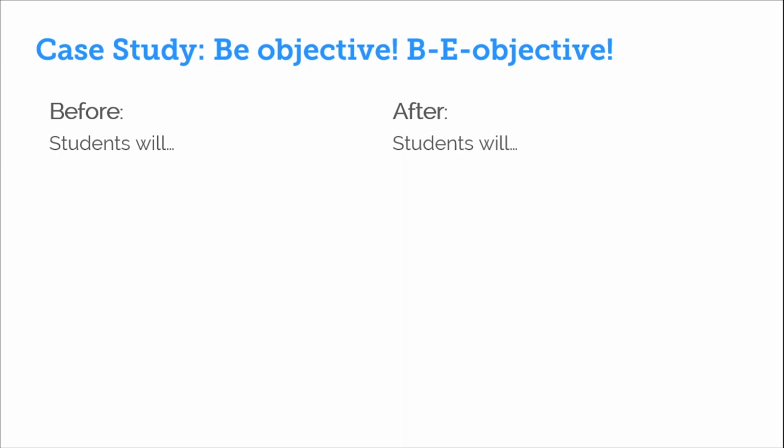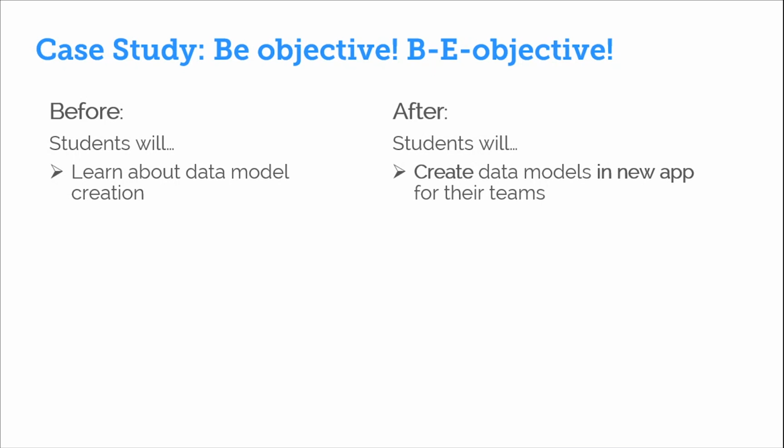Now it's time to put all of this analysis and planning to work on the case study objectives. So here are what objectives might have looked like based on our original goal. And then I'm going to show you what they'll look like now that we know what our learners need to accomplish, where they're starting from, and what learning level is expected from the outcome. So the first bad objective: learn about data model creation. This becomes: create data models in a new app for their teams.